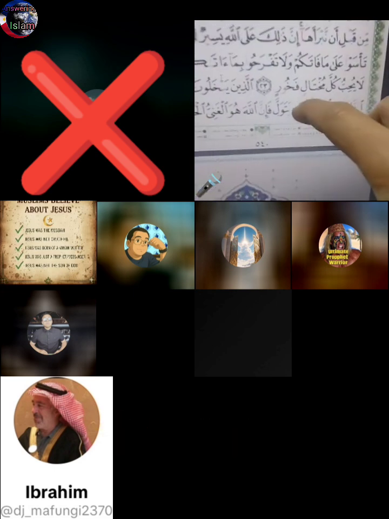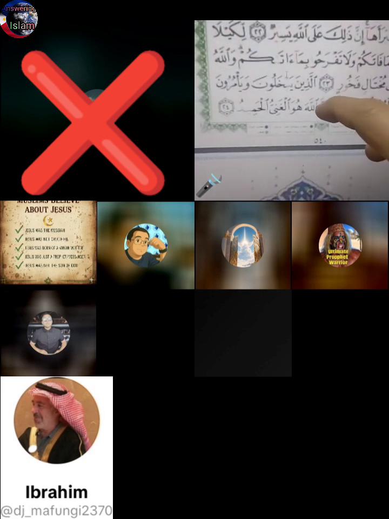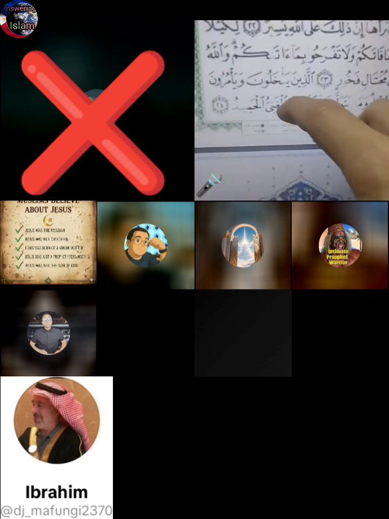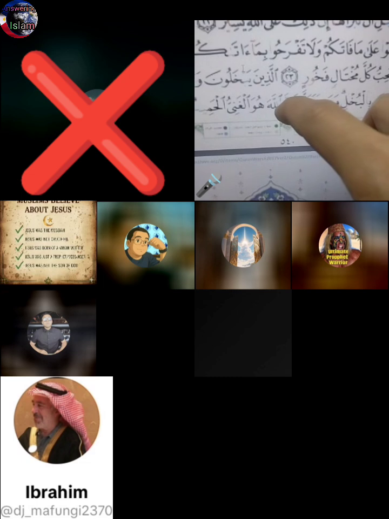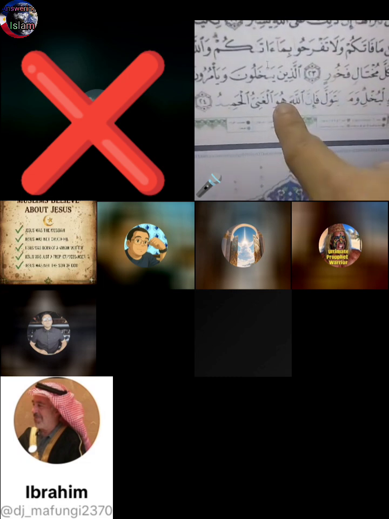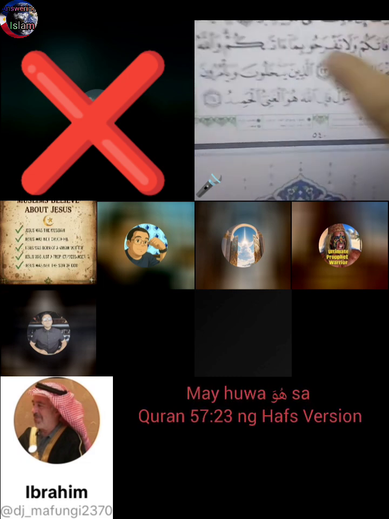Alladhina yabkhalun, wa yamurun al-nasa bil-bukhl, wa man yatawalla fa inna Allaha huwal Ghaniyy. So after the word Allah, there is the word huwa. Okay, this is from Hafs.